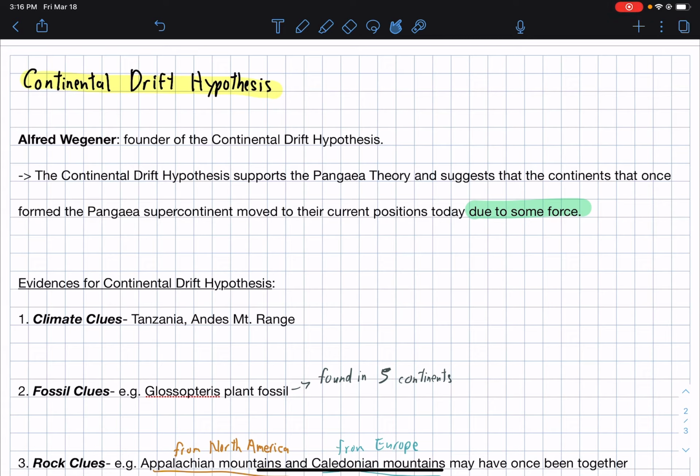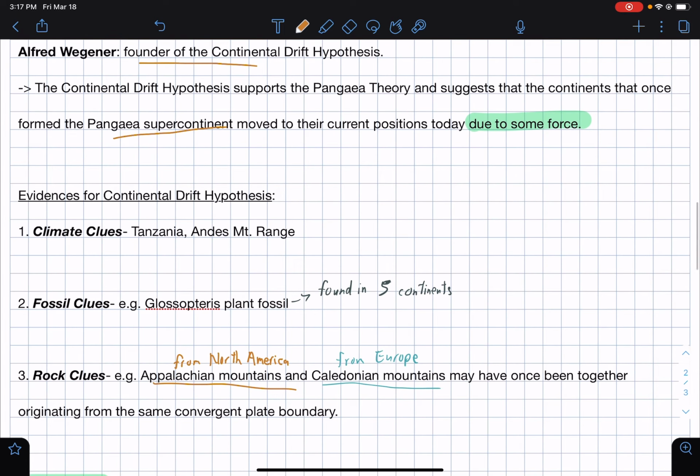So this was proposed by Mr. Alfred Wegener. The continental drift hypothesis supports the Pangea theory and suggests that the continents that once formed the Pangea supercontinent moved to their current positions today due to some force. For the evidences for the continental drift hypothesis, these were the evidences that Mr. Wegener proposed to the scientific community during his time.